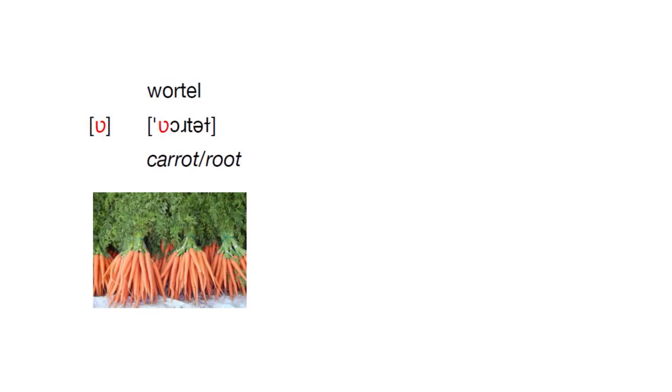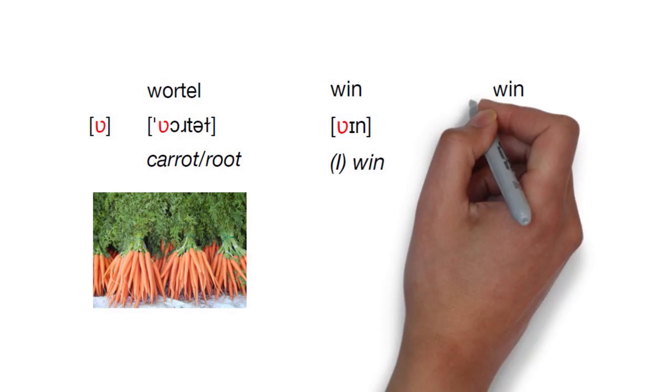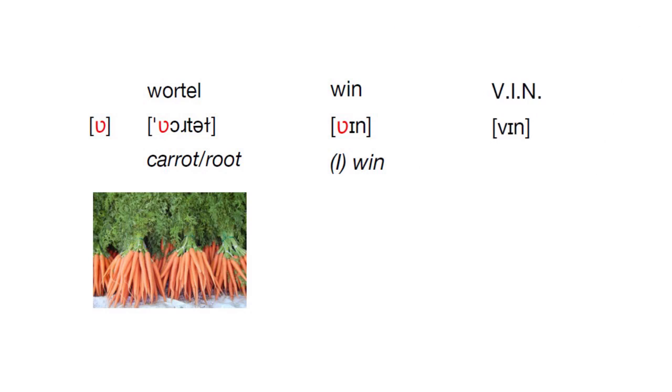V, wortel. If you want to compare Dutch to English here, you can try Dutch's win versus English's win. You can also try comparing Dutch's win to English's vin. And those are all of the Dutch consonants.